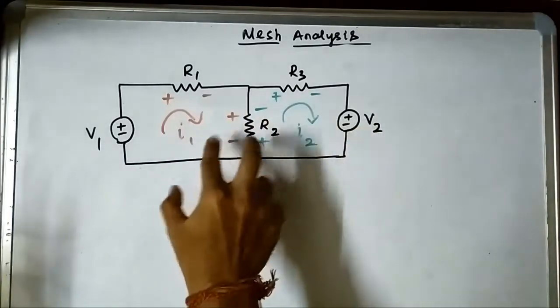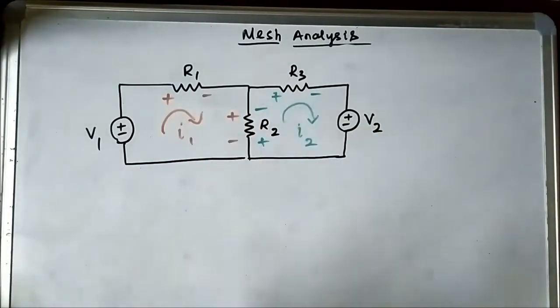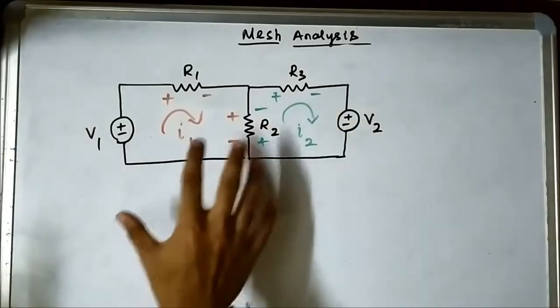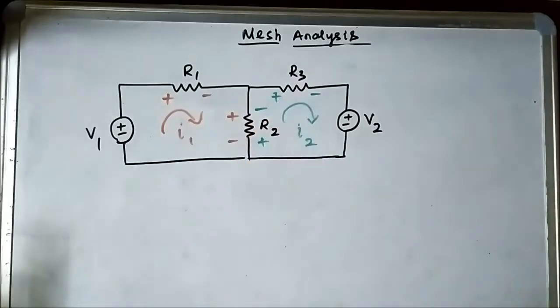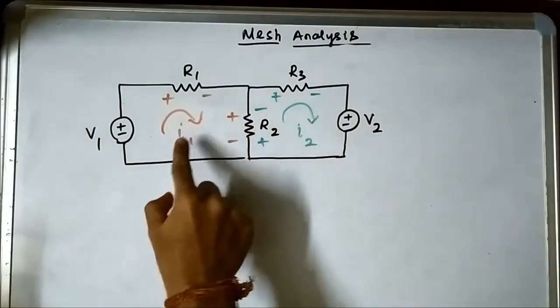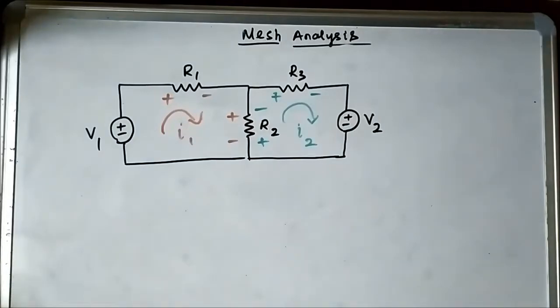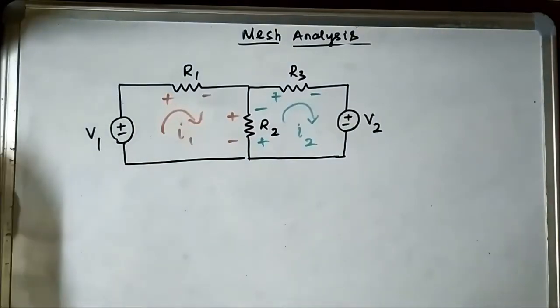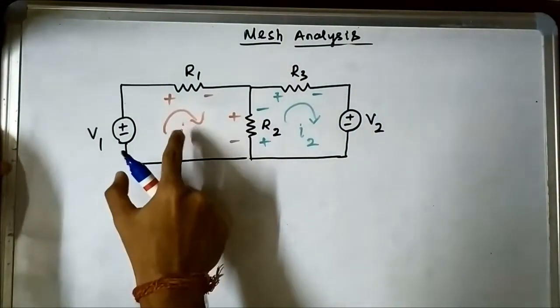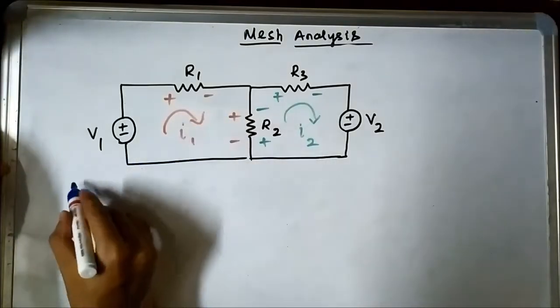So that is why there are two polarities that are placed. It has nothing to do with the real convention. Just for the purpose of writing the KVL equations, we are placing polarities with respect to the dominating current. Now let us write the KVL equation for mesh 1, the left side.